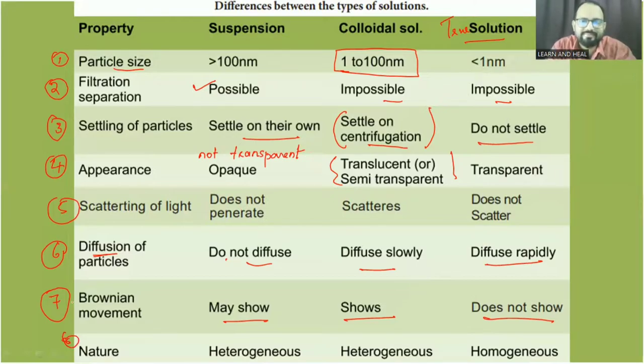And the nature, the last point but not the least. Look at that: true solution is only a homogeneous mixture. The definition says a solution is a homogeneous mixture of two or more substances. True solution is a homogeneous mixture, that is, the components mix completely throughout, uniformly. Colloidal solution and suspension are heterogeneous, very very important.